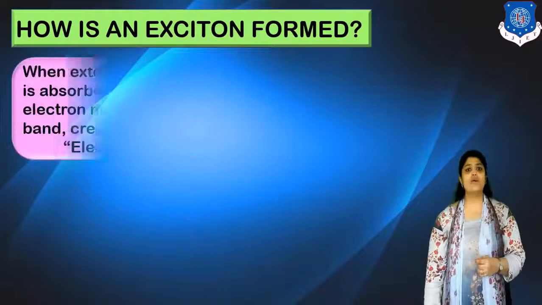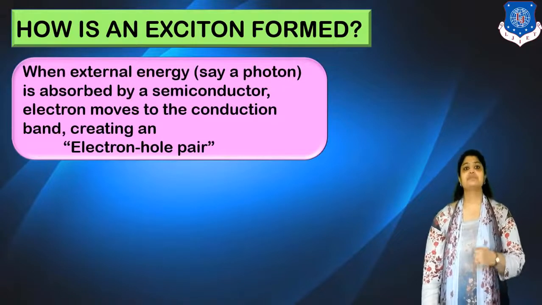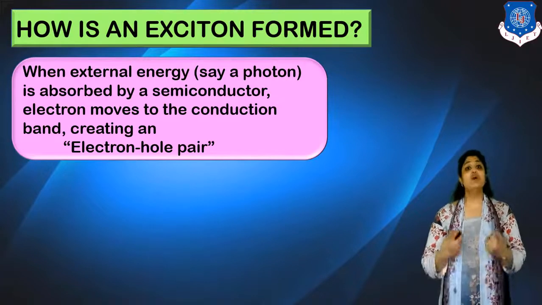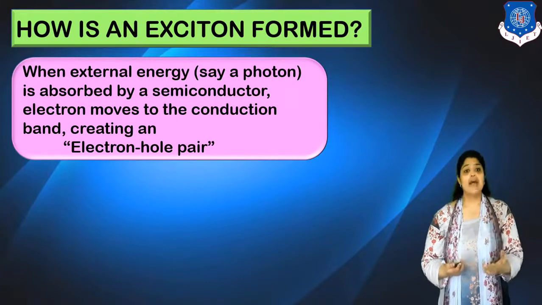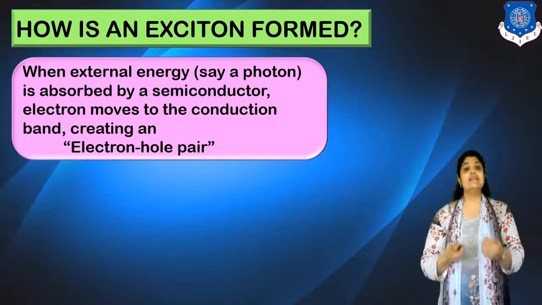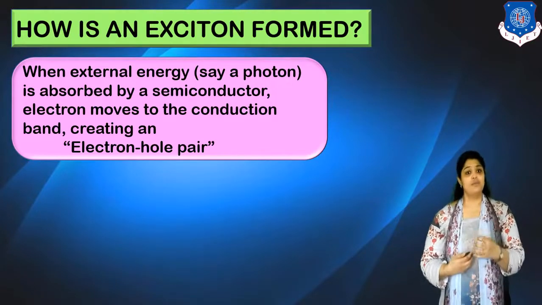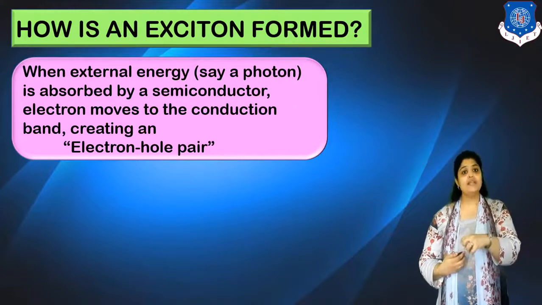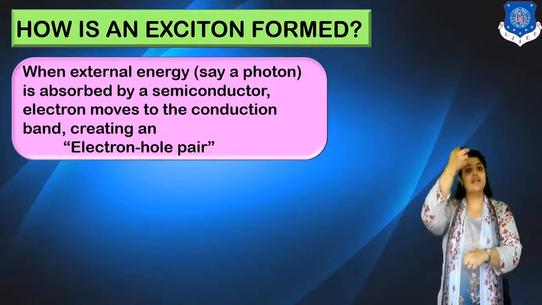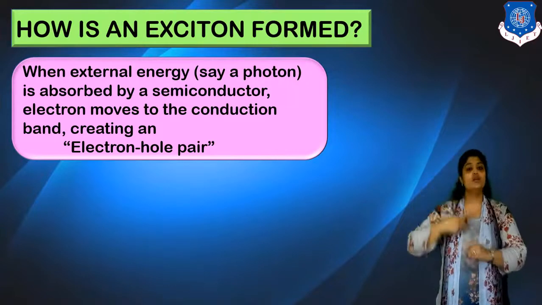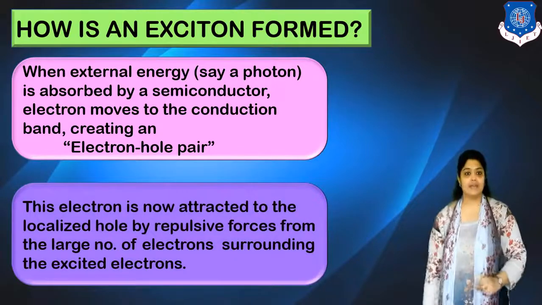Let's see how an exciton is formed. When an external energy, say a photon, is absorbed by a semiconductor, what happens? The electron moves to the conduction band, and this creates an electron-hole pair. Suppose there was one electron in the valence band which absorbs the energy of the photon and moves to the conduction band. So a hole is created in the valence band. So we say an electron-hole pair, or EHP, is created.